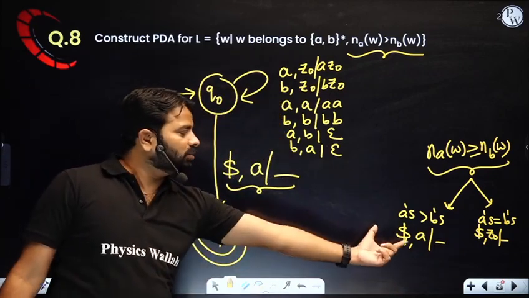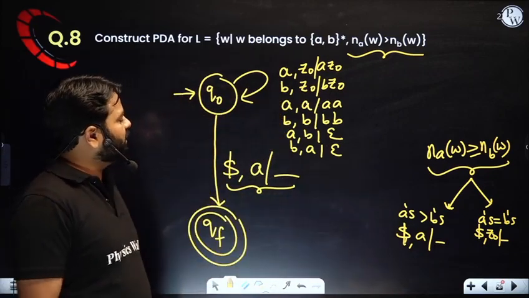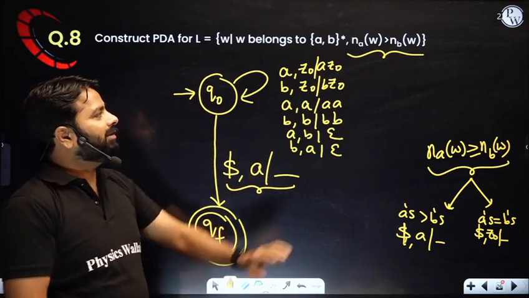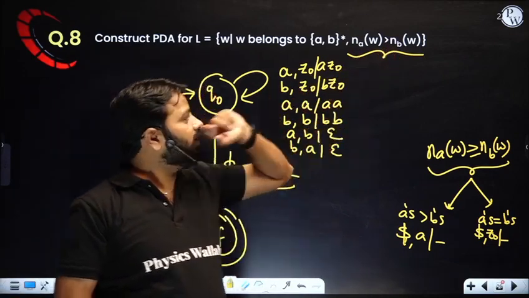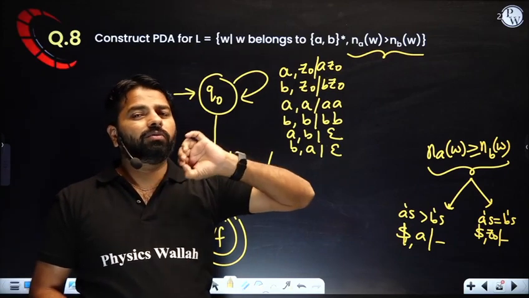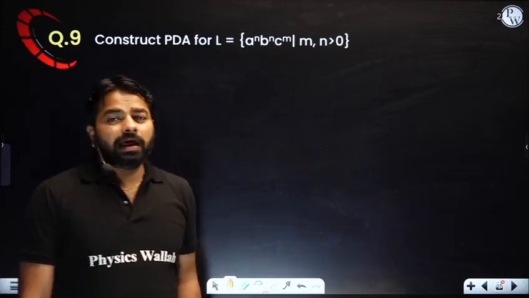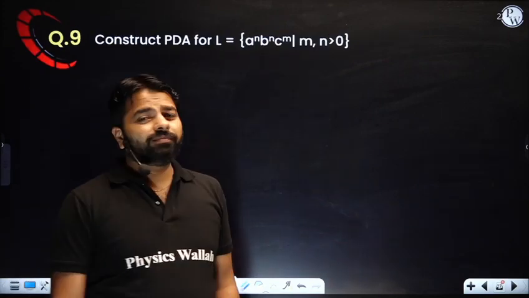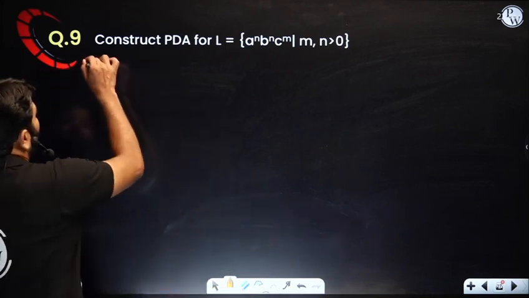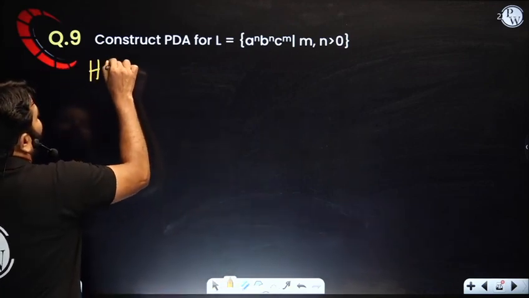So already we have this one. So just add one more transition here, (dollar, Z naught), that will accept greater than or equal to strings: number of A's more than or equal to number of B's. I'll give you the logic for this problem. So assume it is a homework problem for you, but the logic will be provided to you.